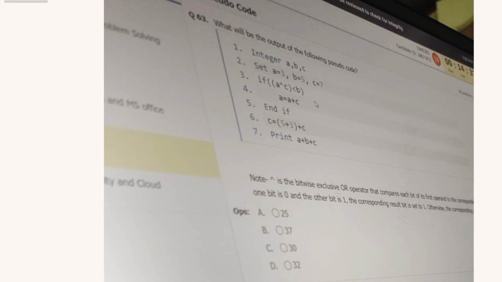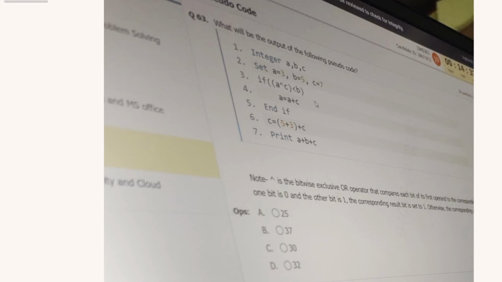Today we'll solve some important pseudocode questions which are very important for this exam. And I am giving you a guarantee that if you solve these questions, then these are coming in your exam. Likh ke le lo. So please don't skip any moment. Okay, so let's start with the first question.